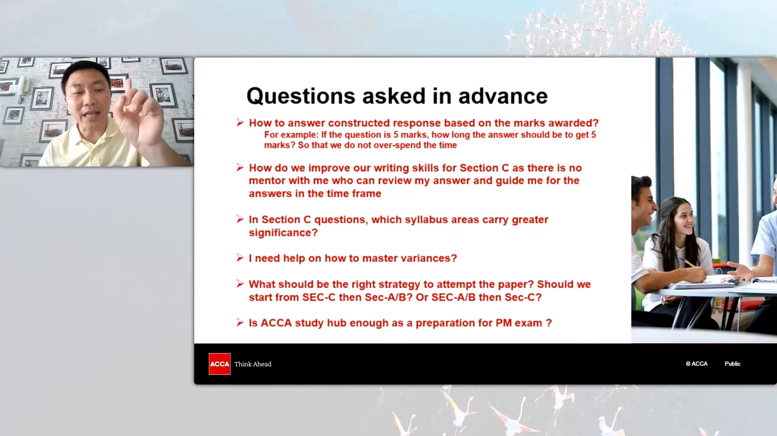Let's not forget, if you want to get additional practice on section A and B, please take a look at your examiner report. Every examiner report will have 4 additional section A MCQ and 5 additional questions on section B. That is your additional source of question practice. Okay, I have answered the last question for you on the study hub.